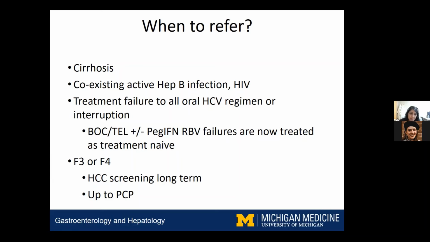And then finally, patients who do have cirrhosis or even F3 or F4 fibrosis are going to need to engage in liver cancer screening, HCC screening, long-term. And there's maybe a comfort level to be doing that in the community setting in which you're practicing. But I think we also recognize that not all community providers are going to have a comfort level around that. So sending them for consultation to monitor and do the HCC screening for you can sometimes be considered.